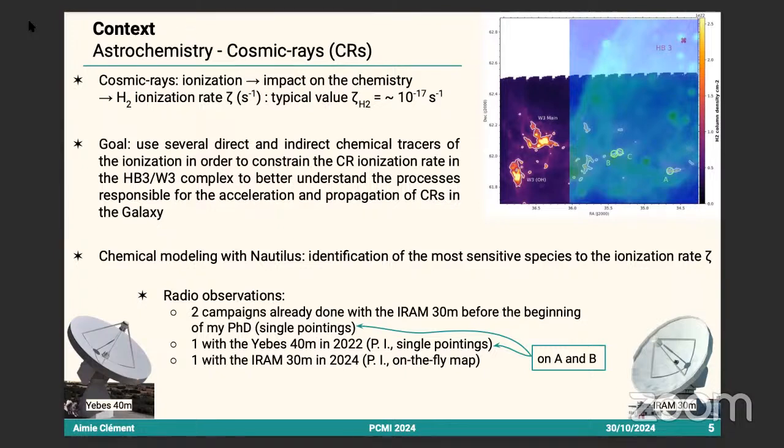Cosmic rays, as I said, so what we want to do is to use different chemical tracers of the ionization to try to constrain the cosmic ray ionization rate. So we will do some chemical modeling with Nautilus. I will speak about it just later. And we also have a lot of observations in radio, with the IRAM 30 meter and the Yebes 40 meter. I will mostly focus here on the two single pointings that we did on point A here and B, but I will speak about it later.